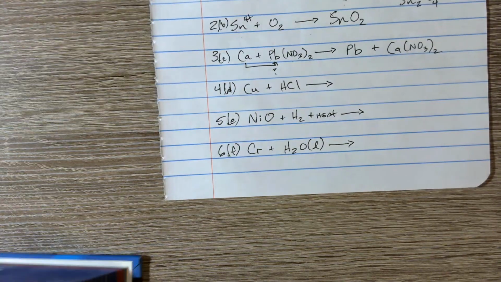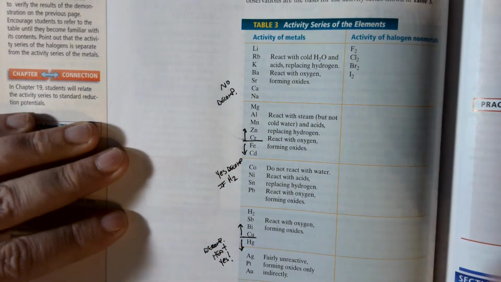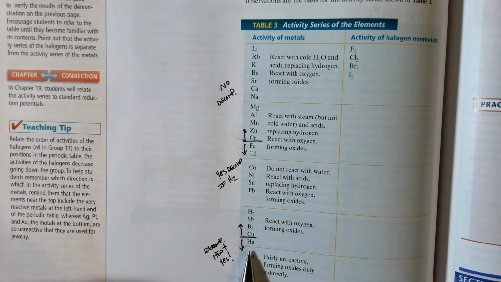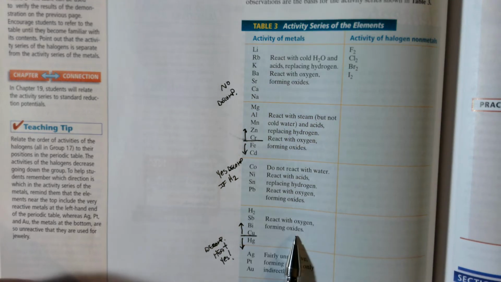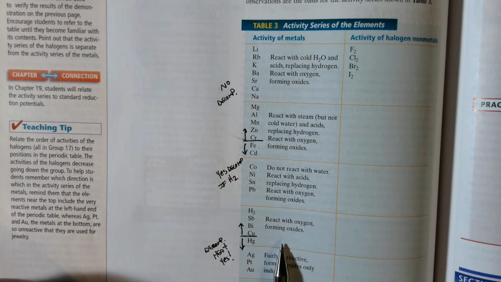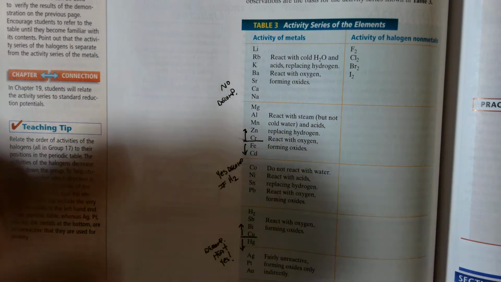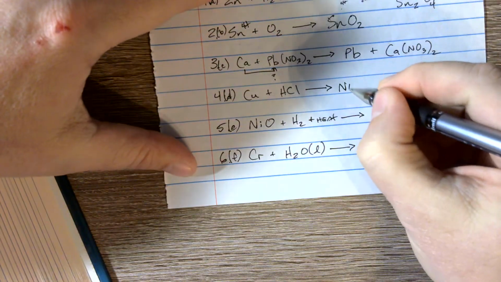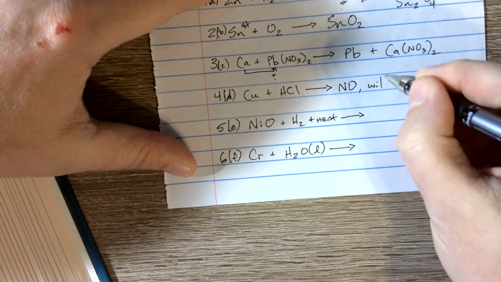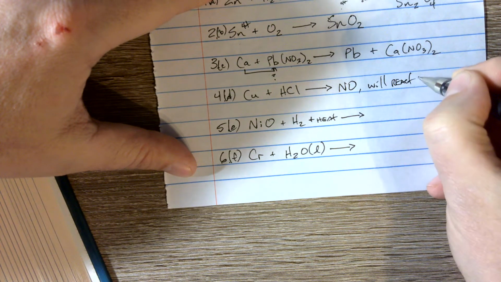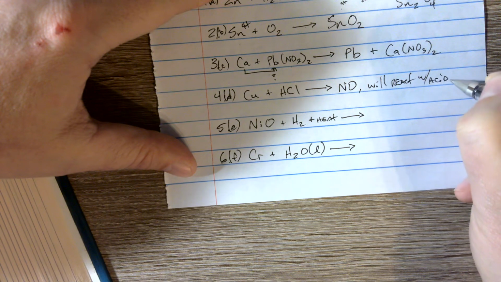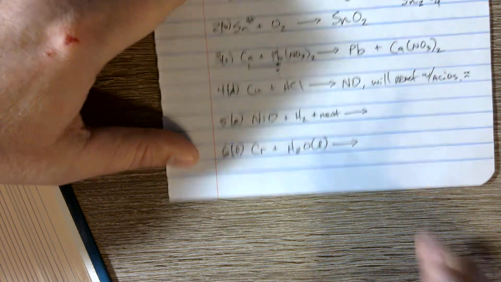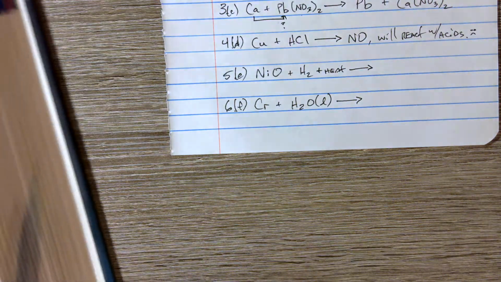So we go to our activity series. I'm going to pull it back in here. And let's find copper right here. Do you see anything in here about reacting with acids? I do not. So guess what we say? No. Will not react with acids. Brownie face. All right, we'll go to the next one, E.